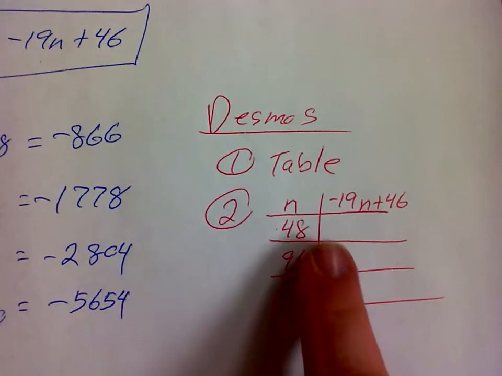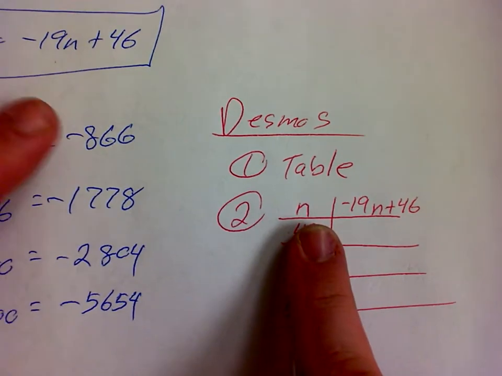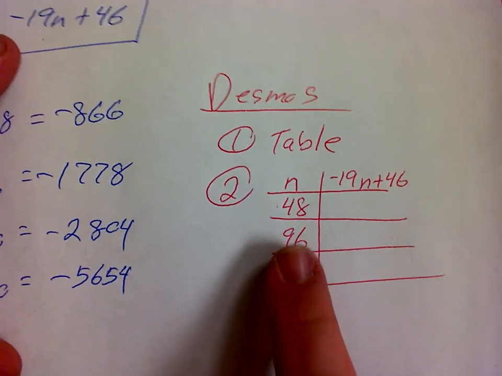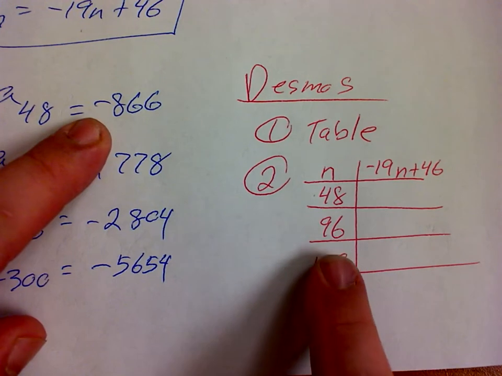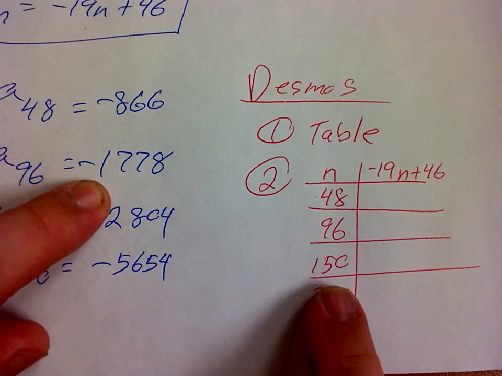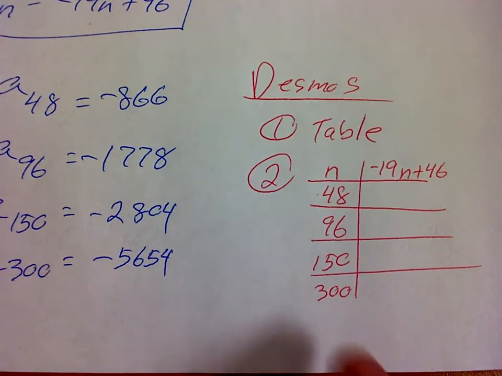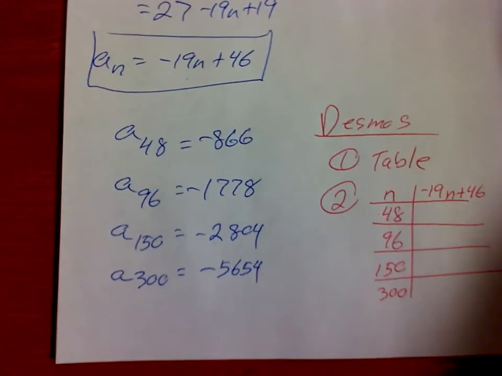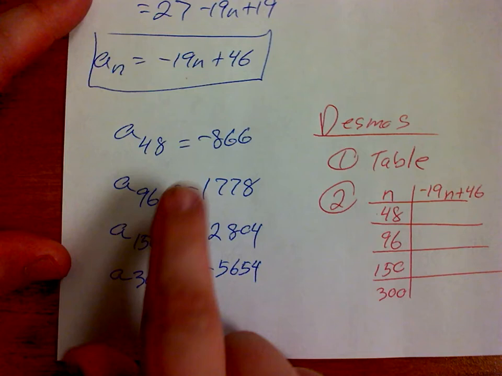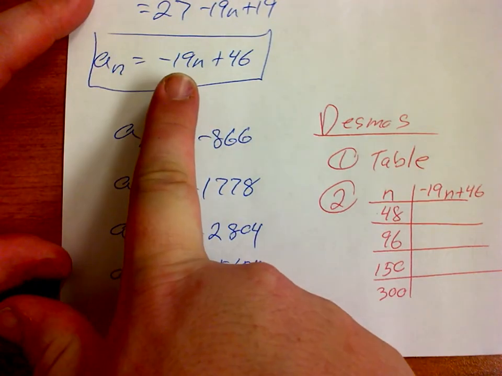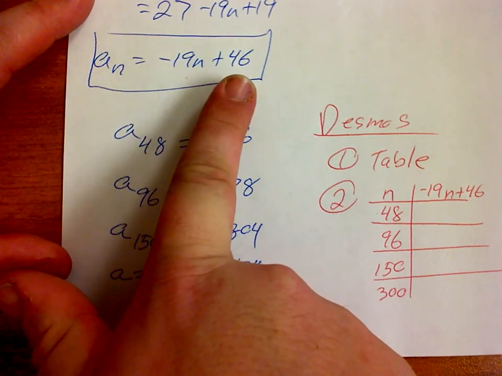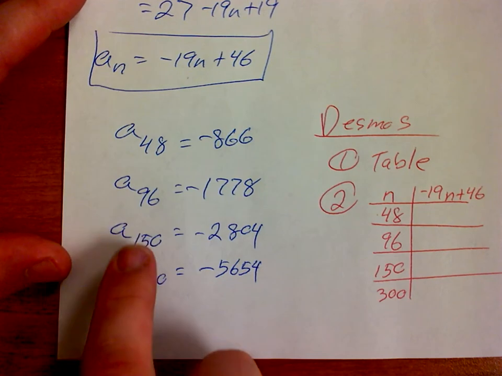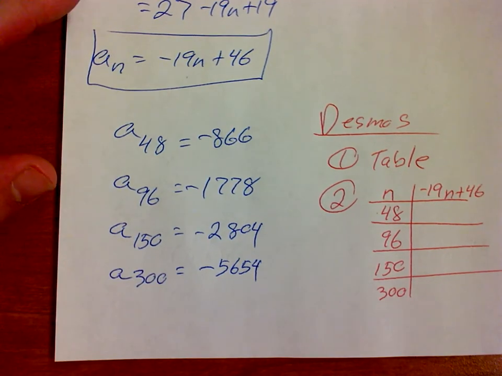Once again, all we did right there was go onto the Desmos calculator, select the table, make these our headings, so instead of x's, we're going to use n's, and just type in 48, it popped this up. 96 was this one, 150, and 300. So if they were asking for those, we could quickly find those. But if we didn't have the Desmos calculator, we could still plug in 48, times it by negative 19, add 46 to it to get this, and repeat the process for the other 3 terms.